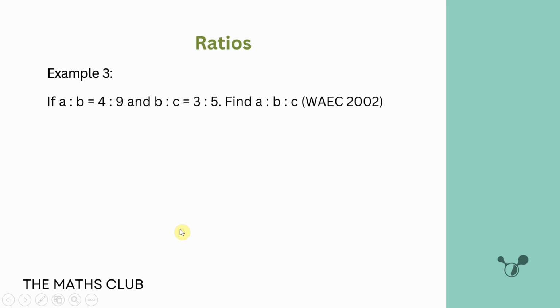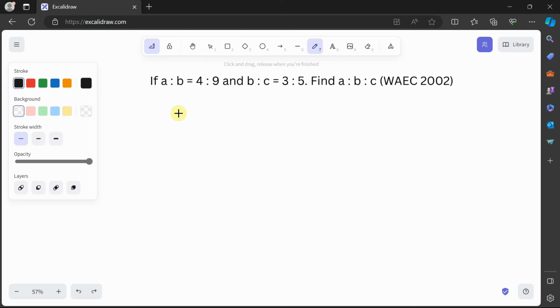Next example says that if A ratio B is equal to 4 ratio 9 and B ratio C is equal to 3 ratio 5, we should now find A ratio B ratio C. Let's solve this together. Look at something. I could also say this like saying, when you see a ratio like this, it's like also saying A over B, same thing, is equal to 4 over 9. Then we now say B over C is equal to 3 over 5.